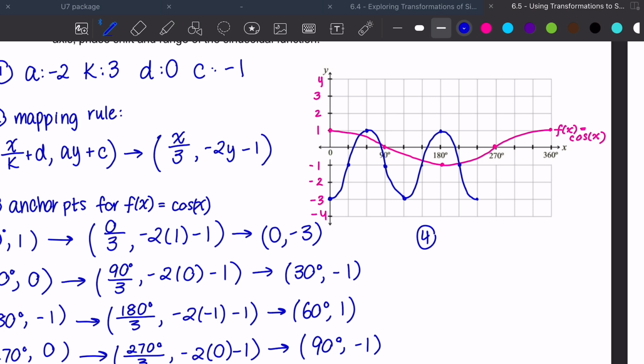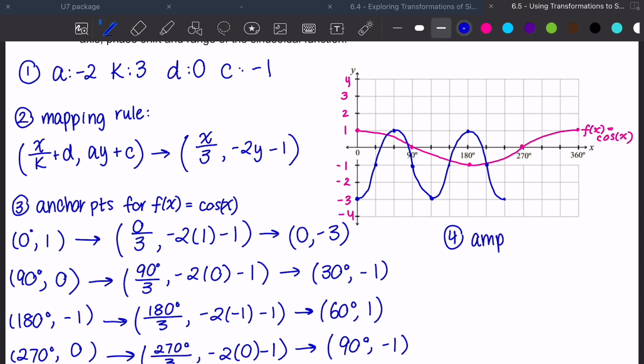So the amplitude in this case is our A value, which is 2. We don't have to say -2. The negative is just implying that there is a reflection in the x-axis. So that's all it means. It means the reflection. We don't have to say the amplitude is -2.